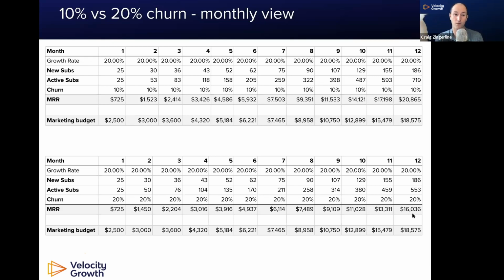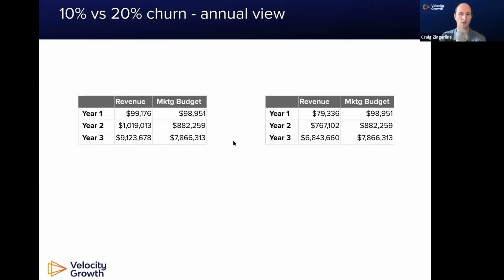Now, if your churn is 5% and you're comparing it to 30% churn, it's a totally different business. Like, the business feels really different when you're running it. And we'll share some benchmarks on churn in week 4 when we talk about more of our retention strategies. But your annual view here is, same marketing budget, but in year 3 with 10% churn, you do over 9 million in revenue. And in year 3 with higher churn, you do 6.8 million. And this is off a $29 a month subscription.